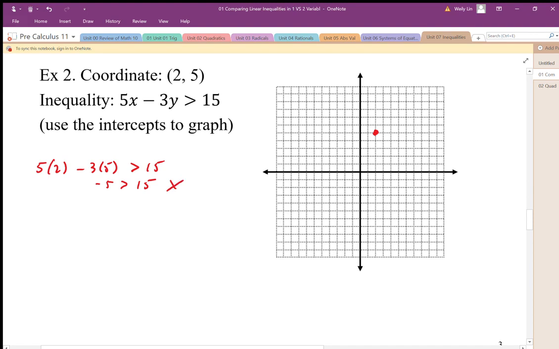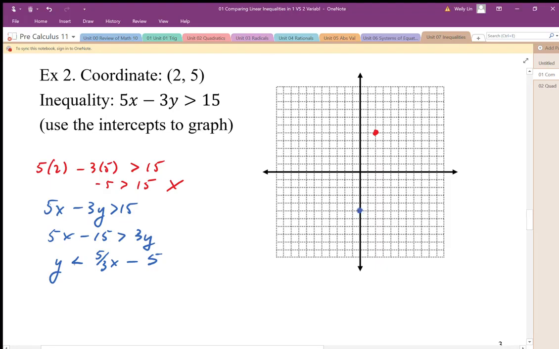Okay, so again, I want to find my area solution, so I need to know the boundary. I'm going to solve for y here. In this case, I don't want to divide by a negative, so I'm just going to add 3y's to both sides and subtract 15 from both sides. That way I don't have to divide by a negative, so my inequality sign doesn't have to flip. I'm going to end up with y less than 5 over 3 x minus 5. So the y-intercept is at negative 5.